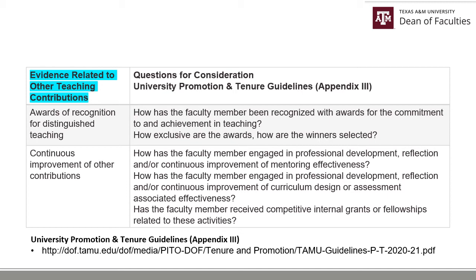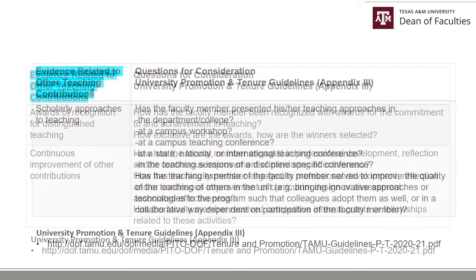How has the faculty member engaged in professional development, reflection, and/or continuous improvement of mentoring effectiveness? How has the faculty member engaged in professional development, reflection, and/or continuous improvement of curriculum design or assessment-associated effectiveness? Has the faculty member received competitive internal grants or fellowships related to these activities?